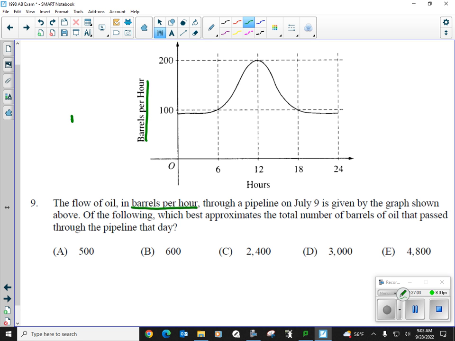If I have a rate, in this case barrels per hour, and I want just barrels, the quantity, that's integration. I have the rate, I want the quantity. That's integration. And we said this earlier, integration is the same thing as area under the curve.